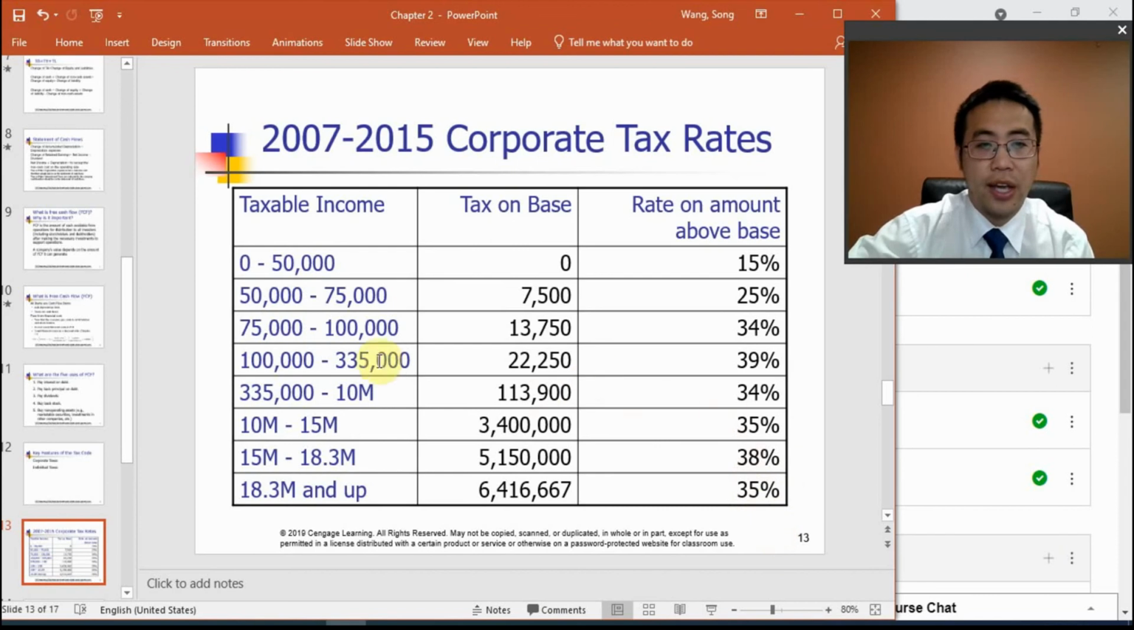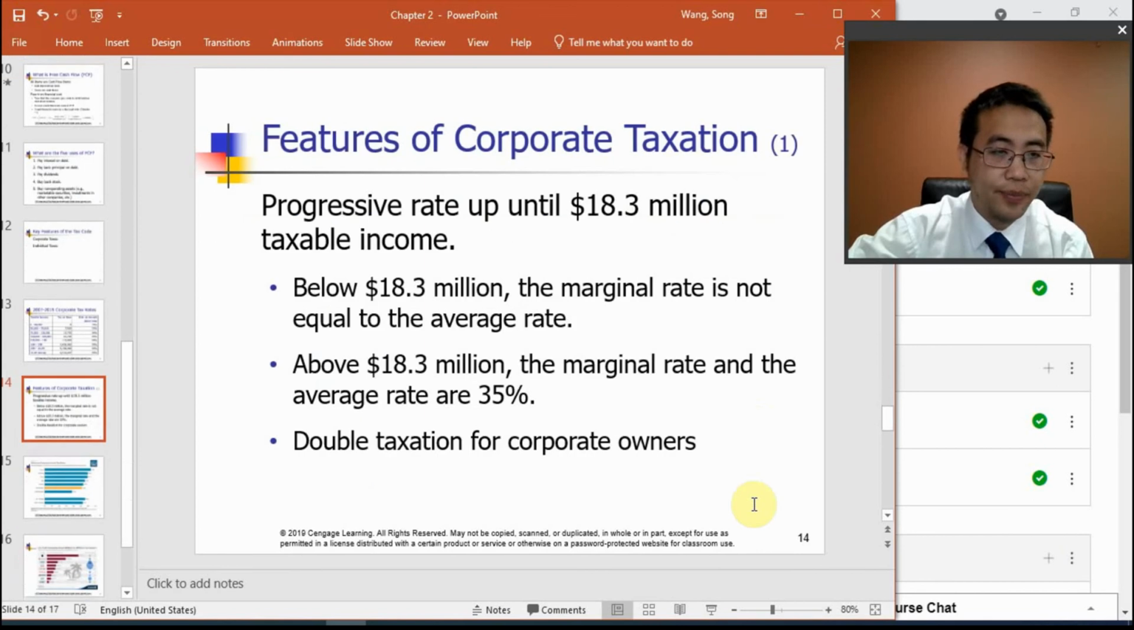For a certain tax bracket, like right here, between 100,000 and 335,000, the tax rate is pretty high at 39%, and then moves down to 34, 35, and then you get back again to 38% after $15 million. And after the next break-even point, 18.3 million and up, the tax rate gets back to 35%. And that was the situation before 2015.